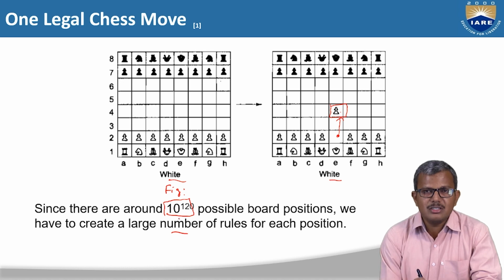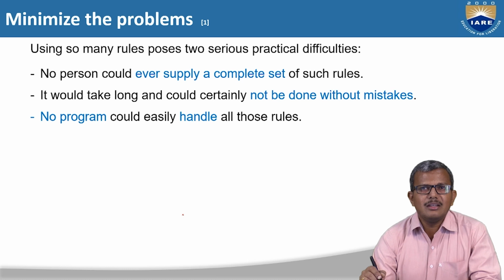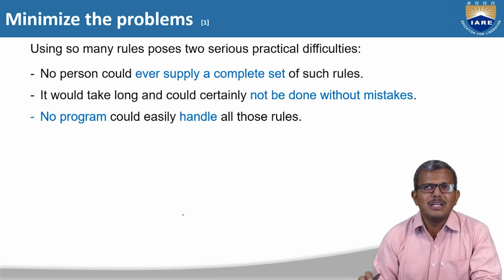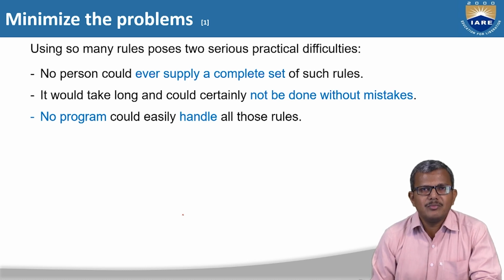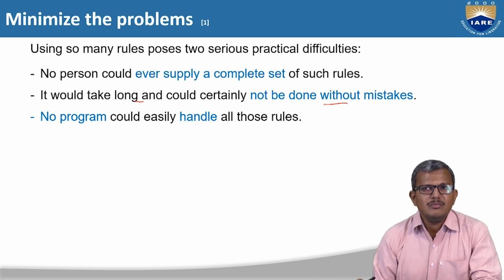But there are a lot of complications that arise when we write this many legal move rules. What are those? Let us see. There is no person who can supply a complete set of such rules. Writing 10 to the power of 120 rules is not a simple task. Even if someone tries to do it, it is going to take a long time, and we cannot guarantee that he will write all the rules without making any mistakes. And even if such rules are written, it will be very difficult for us to handle them.